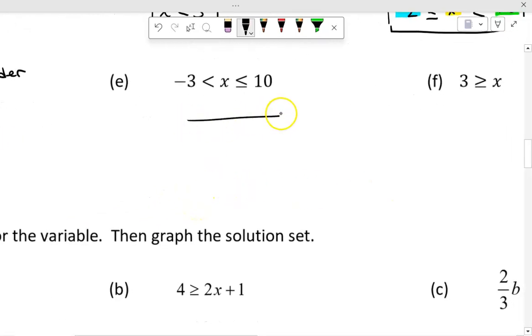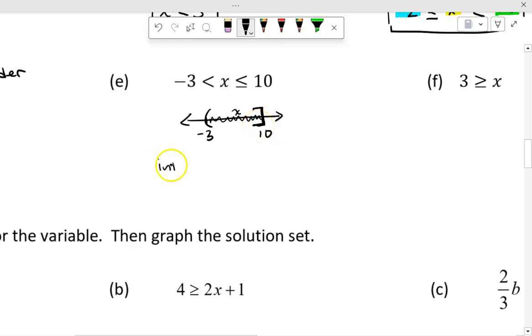For E, this time there's no infinities involved because we have a strict range of values that x is allowed to equal. X has to be somewhere in between -3 and 10. X can be any number in between, -2, -1, 0, even maybe a decimal. It doesn't really matter as long as it's in between. So x is somewhere in here. X is not allowed to equal -3 because there's no equal bar. And x is allowed to equal 10 because there is an equal bar.